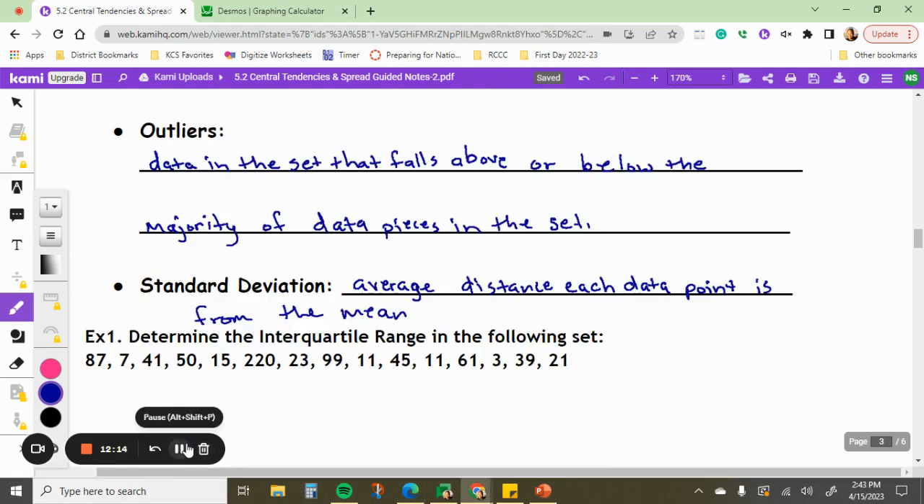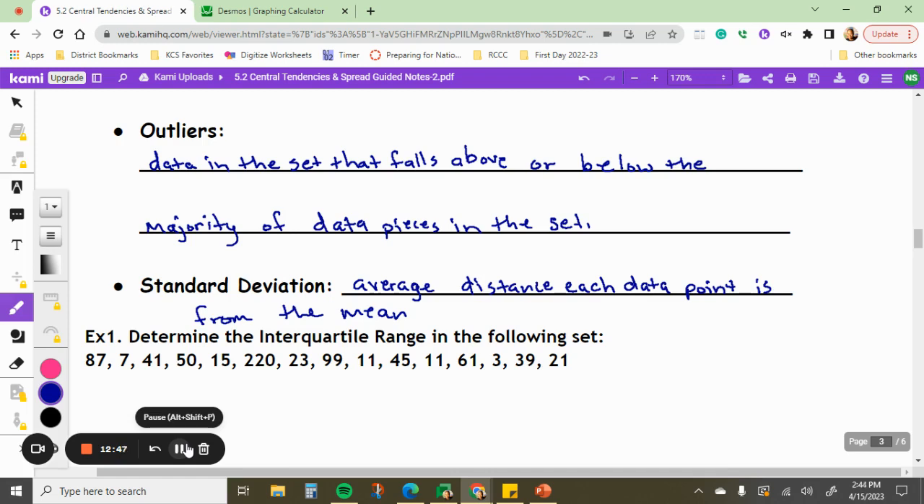All right, so outliers tell us which pieces of information fall way outside the normal guidelines for our data set. Standard deviation gives us the average distance each data point is from the mean. And to put them together, outliers make our standard deviation bigger. They can also make our mean bigger or smaller, but the standard deviation grows or shrinks with the outliers.